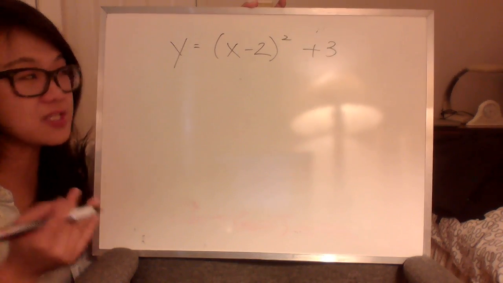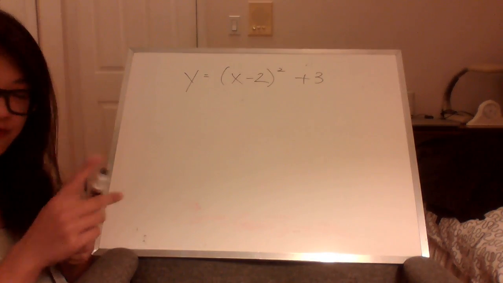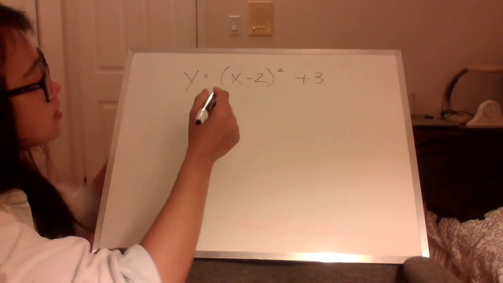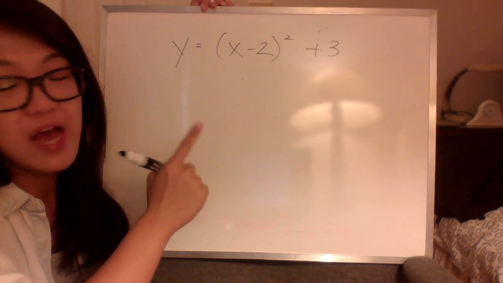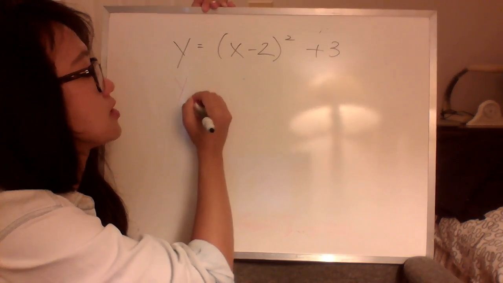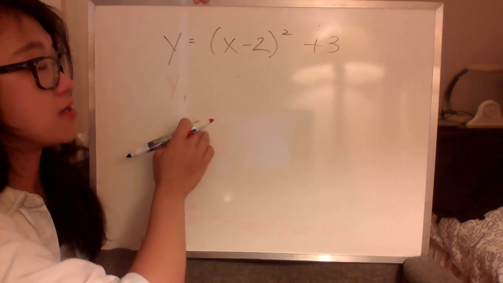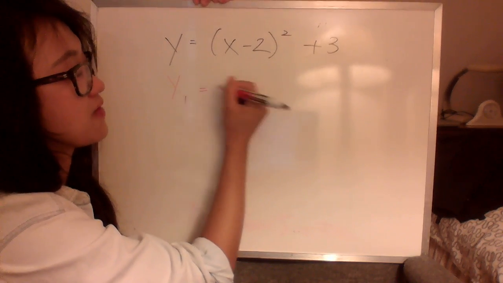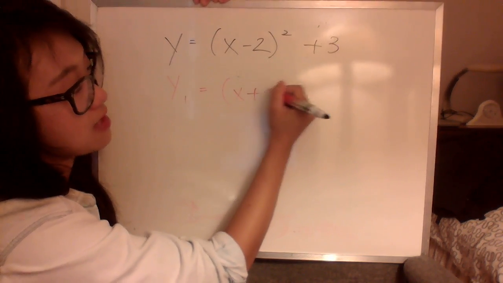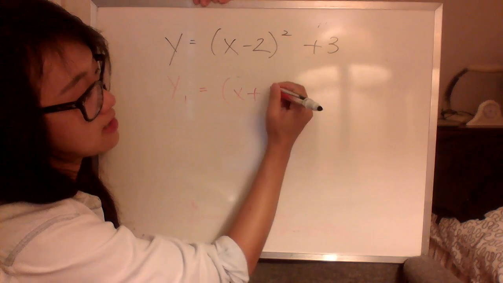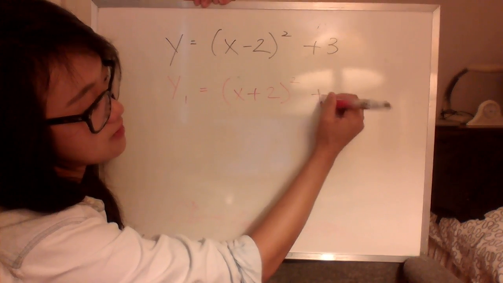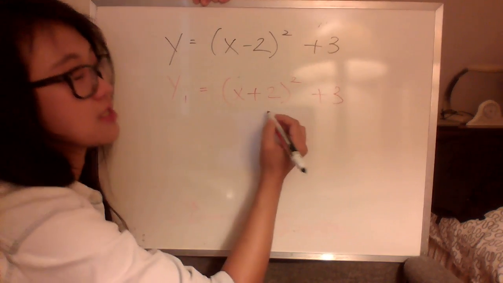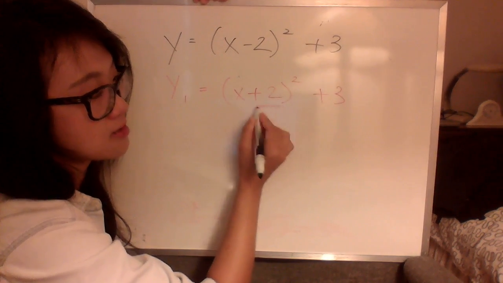And we did something very simple that you can actually figure out in a very short time. The transformed function, the very first question, we did this together. We actually got it right. I'm going to label it as y1. That's our transformed function, and it is (x plus 2) squared plus 3. And we know the only difference here is this plus 2.